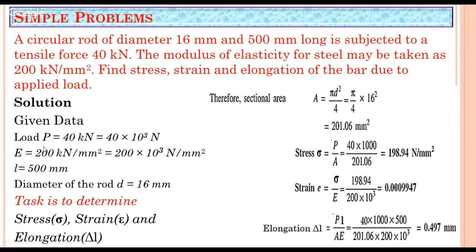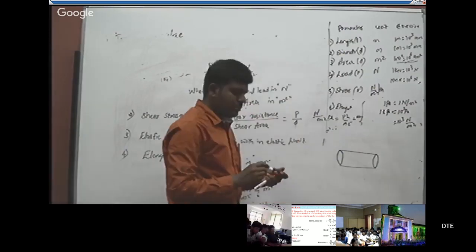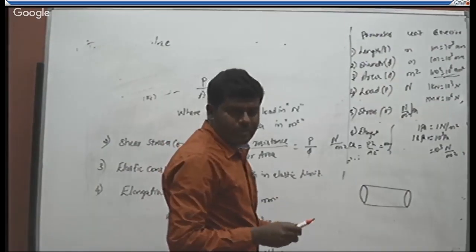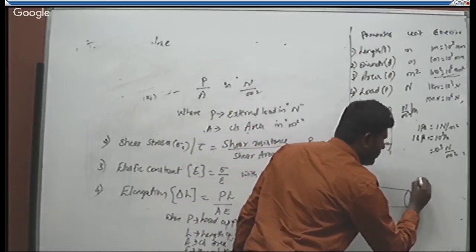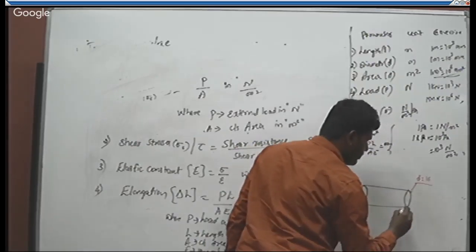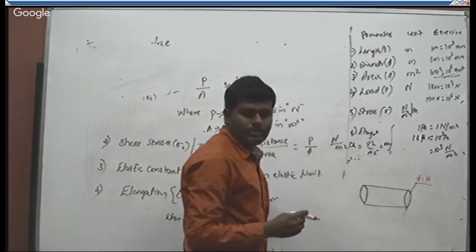So this is one steel bar we have. It has to be there for solving the problem. You can understand when you see this one circular rod. Take this one rod, having a diameter of 16 mm, and a length of 500 millimeters.